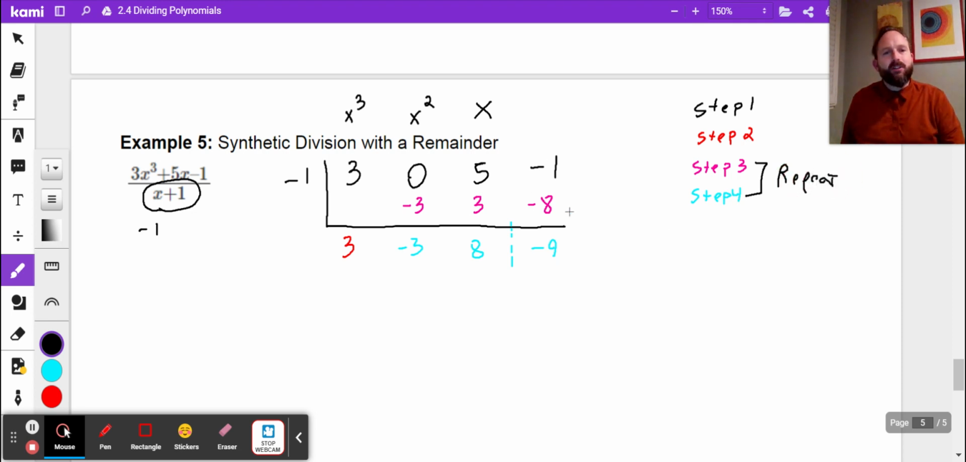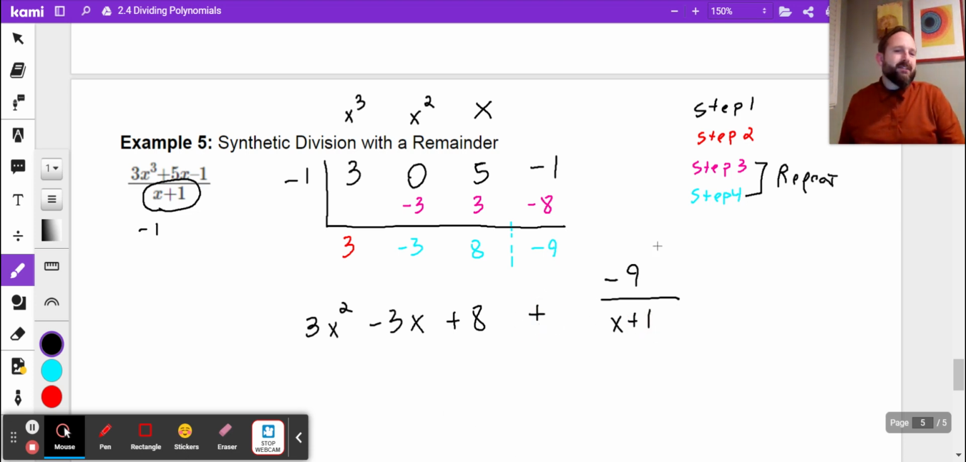Now this part should be 0, but it's not. So I'm going to be left with 3x squared minus 3x plus 8. And then I'm going to have this remainder of negative 9. So what could it be? Well, it's going to be negative 9 divided by x plus 1. So I'm going to have this plus negative 9 divided by x plus 1. That's it.